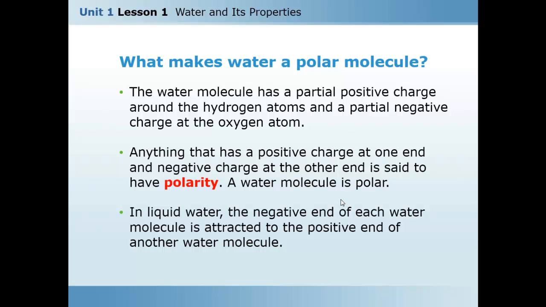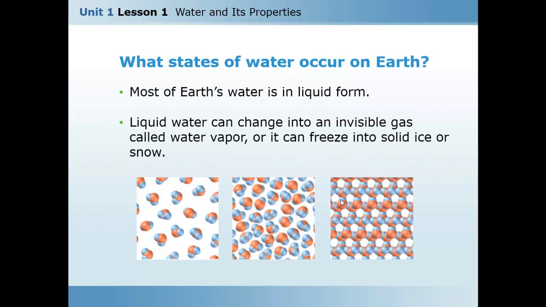H2O. Okay? Most of Earth's water is in liquid form. Liquid water can change into an invisible gas called water vapor, or it can freeze into a solid like ice or snow. Did you see the shape of the water molecule? Okay, did you see? 2 hydrogen atoms and 1 oxygen atom.